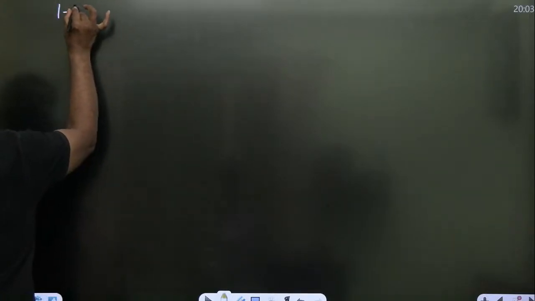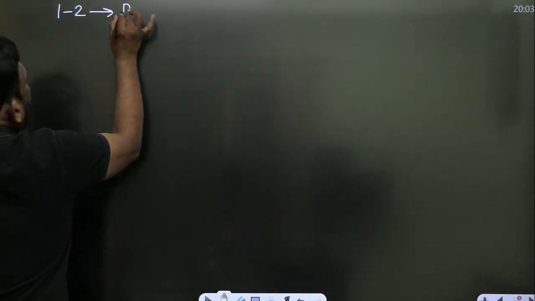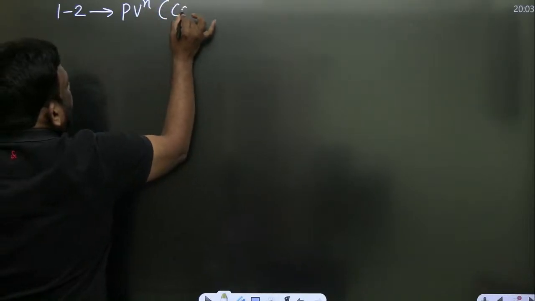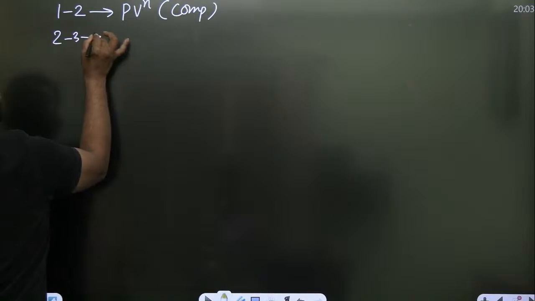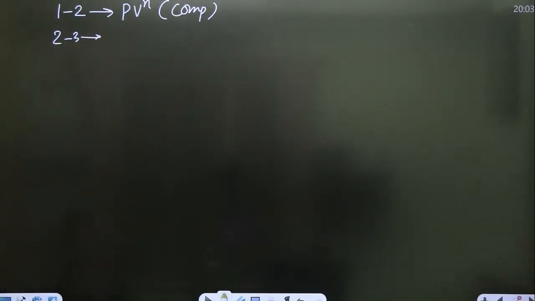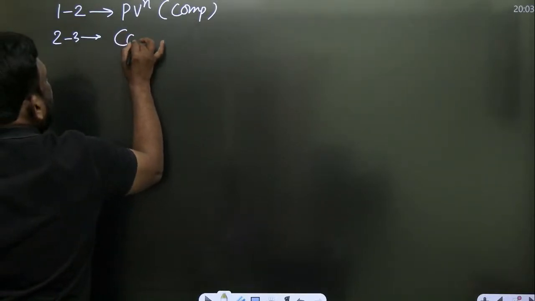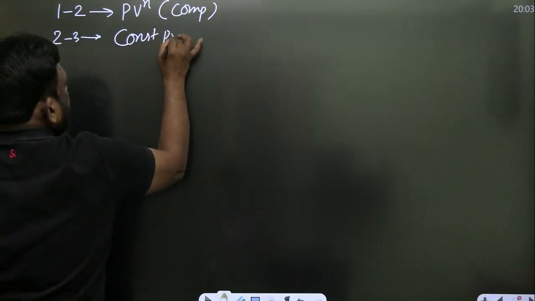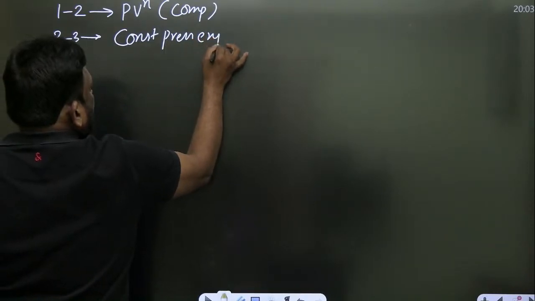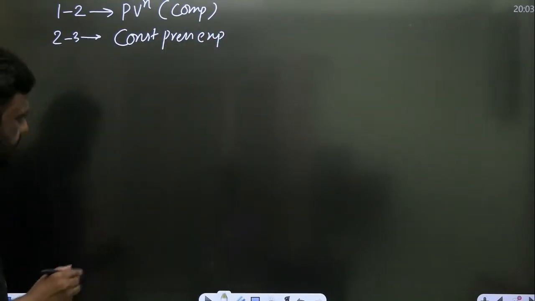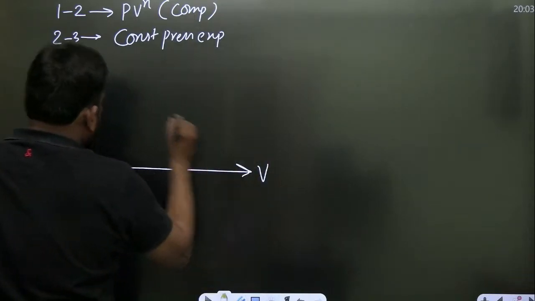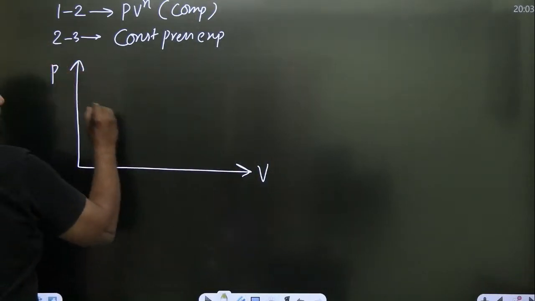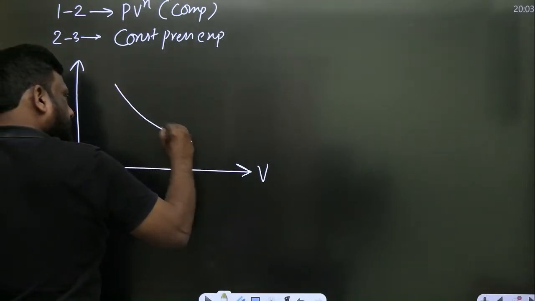1 to 2 is polytropic compression. 2 to 3 is, एक second please, is constant pressure expansion. Let me try to plot this. चलो कोई बात नहीं सर, please listen on PV diagram. Actually, what is the question I tell you? This is the polytropic compression, okay?